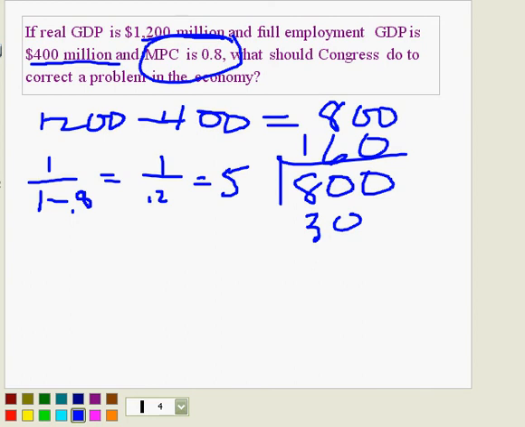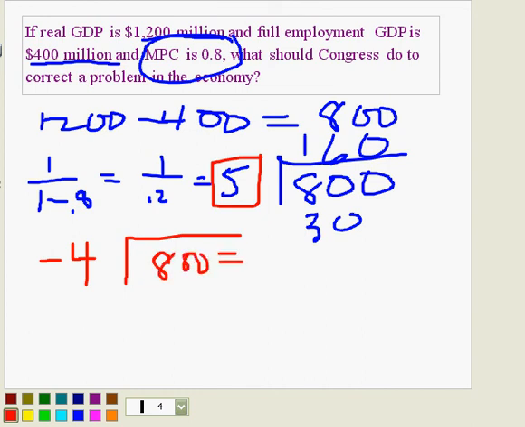But what if there isn't an answer for 800 million or for 160 million? Well, then we would look at the tax multiplier. We know that if the spending multiplier is 5, the tax multiplier is always negative, and it's always 1 less than the spending multiplier. So it would be -4. -4 goes into 800. This is much easier. I think I can do it. Is 200 million. So the government should increase taxes by 200 million to get the economy to come down to 400 million and full employment GDP.